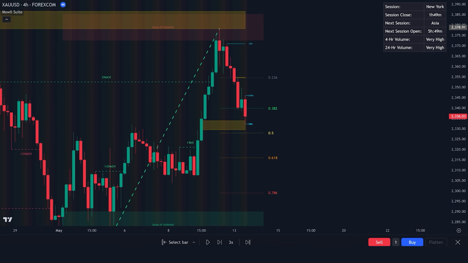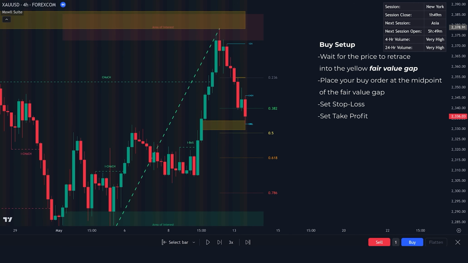Last trade example. Buy entry scenario with fair value gap. The Maxwell Price Action Suite indicates a strong bullish trend, as evidenced by the price making higher highs and higher lows. Given this upward trend, we will be looking for a buy opportunity using the indicator's bullish fair value gap. The bullish fair value gap is highlighted in yellow.